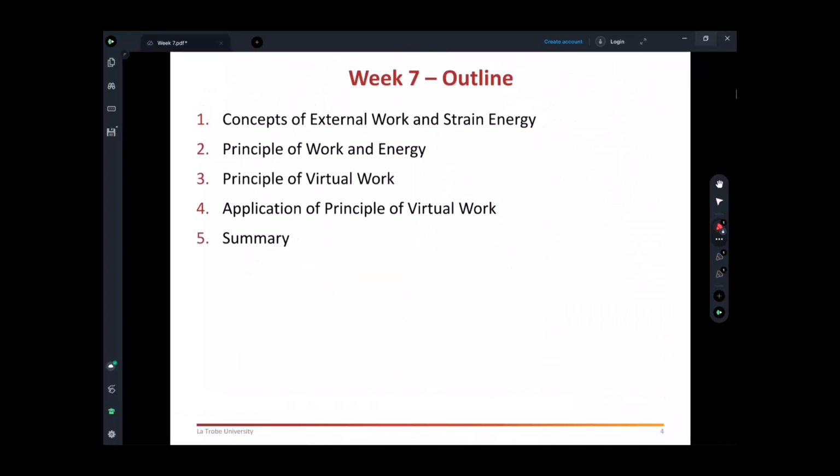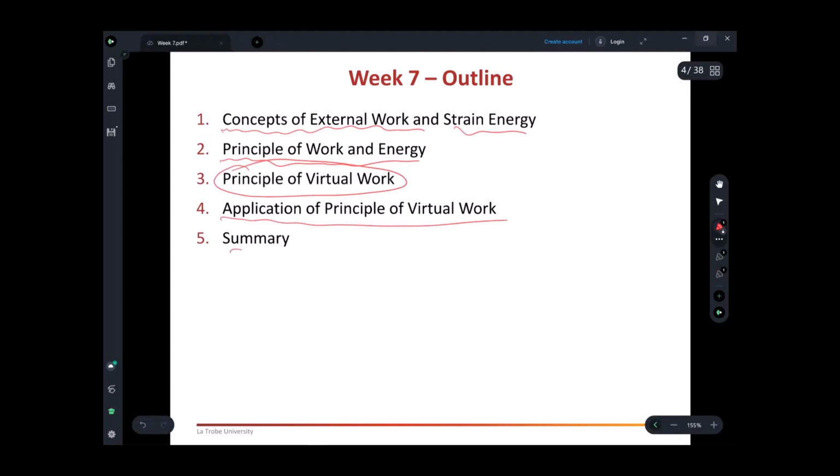So this week, let me give you the concept of external work and strain energy. Probably you have heard about the concept of energy in physics. I will revise that one. Then we're going to talk about the principle of work and energy, and a very powerful measure, the virtual work method, which I'm going to introduce. Then we take some examples and we summarize two hours from now.